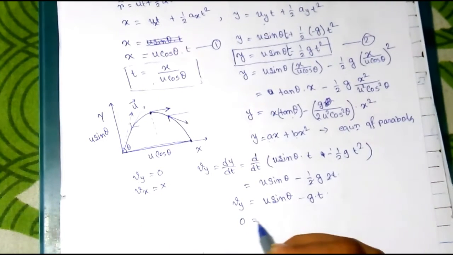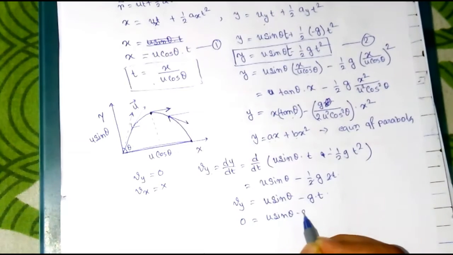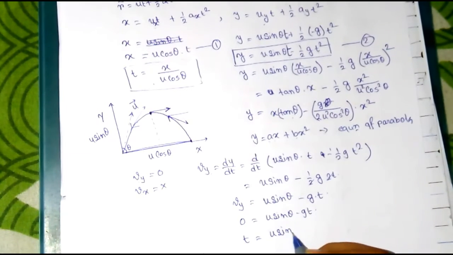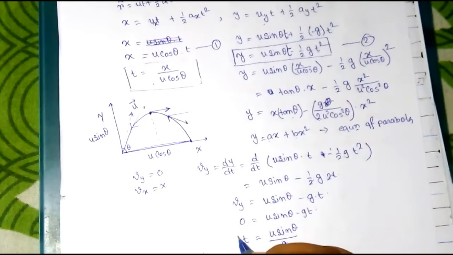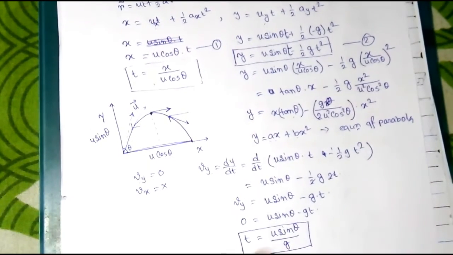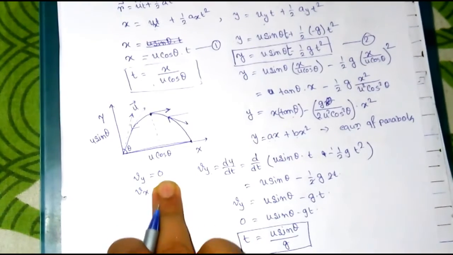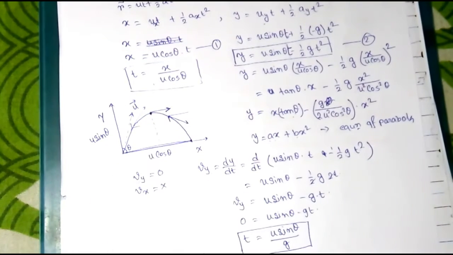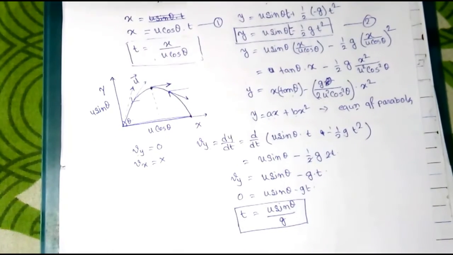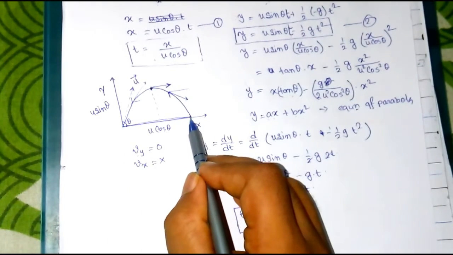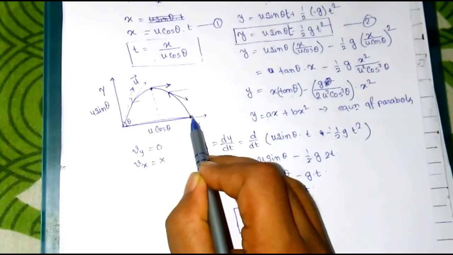Now if you put this as 0, you can calculate the time at which the vy coordinate is 0. It comes u sin theta by g. So this is the time at which the vy coordinate is 0. That means this is the time at which the object is at maximum height. Okay, hope you understand. Now we have to calculate the time at which it reaches the ground again.